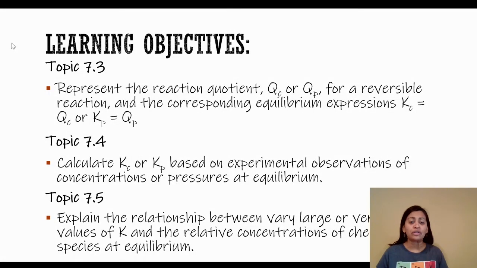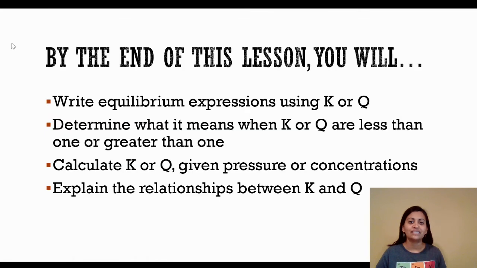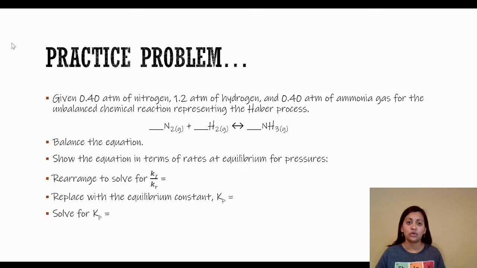So these are the learning objectives from College Board. But by the end of this lesson, you will write equilibrium expressions using K or Q, determine what it means when K or Q are less than 1 or greater than 1, calculate K or Q given different pressures or concentrations, and then explain the relationships between K and Q.